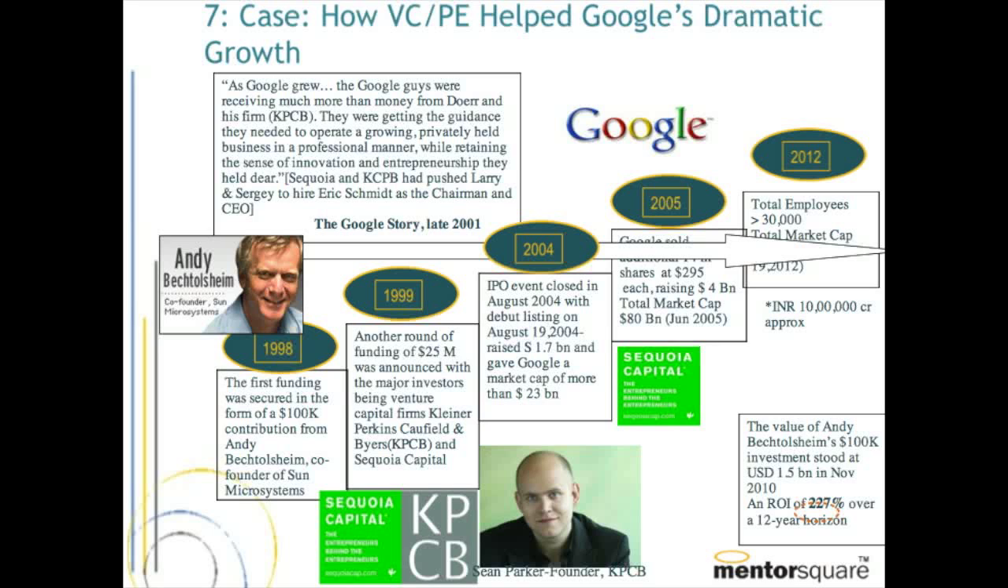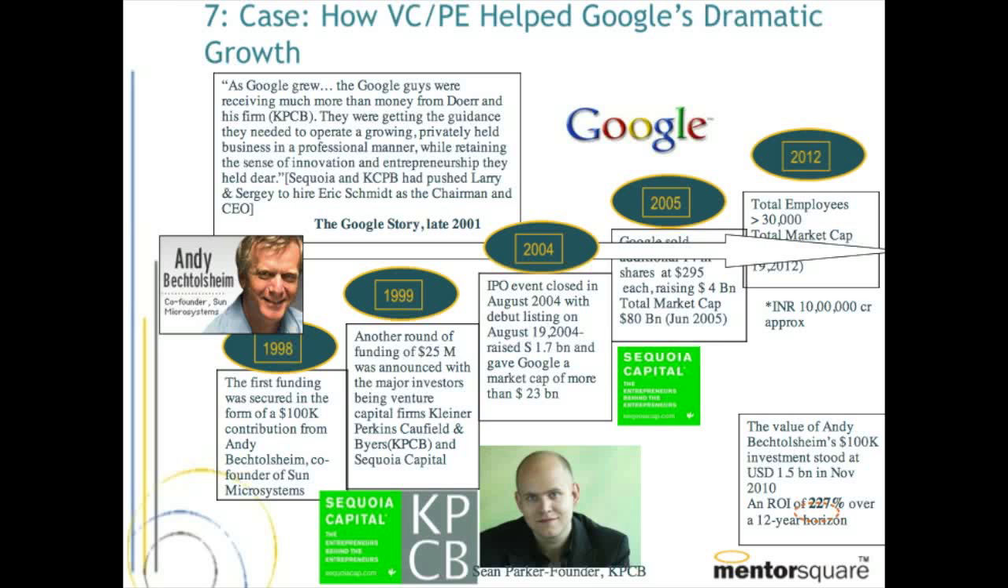In 2005, they had an additional round of funding, but in 1 year, the market cap had multiplied by more than 3 times, gone to $80 billion. And Sequoia was an investor at this round again. They came back for their second round of investment after 6 years after their first round. By 2012, as we all know, Google had more than 30,000 employees and a total market cap of 190 billion.